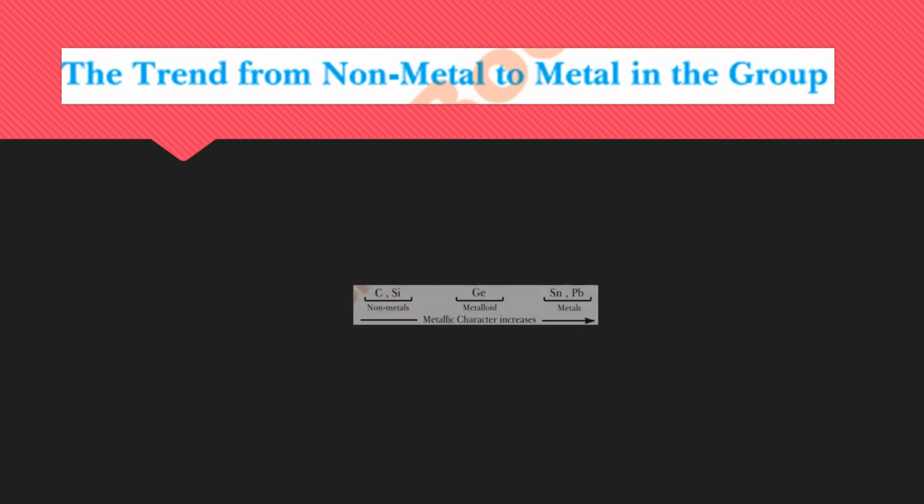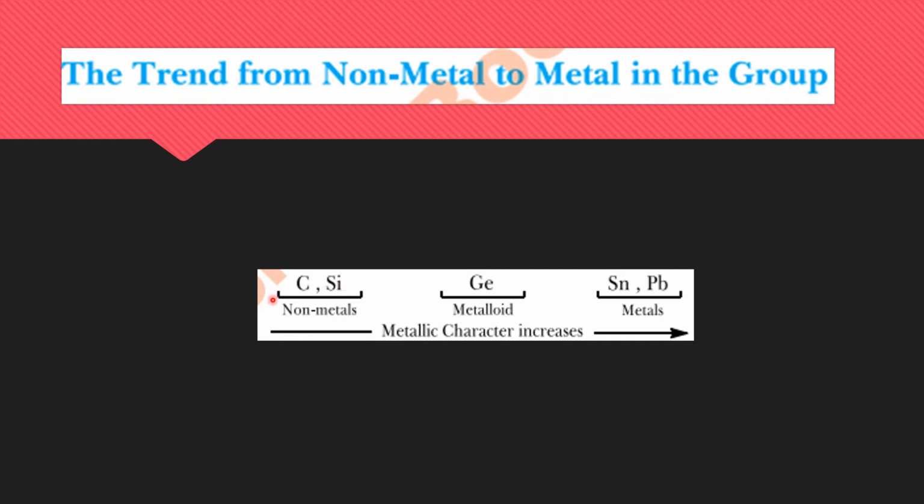Now the trends about the metallic and non-metallic characters. The first two members of the group, that is carbon and silicon, are purely non-metals, while the third element, germanium, is a metalloid. Metalloid means it shows the behavior of both metals as well as non-metals. You can say it behaves just like a semi-metal. In some properties it will show the metallic character, in some properties it will show the non-metallic character. And the last two members, that is tin and lead, are purely metals.